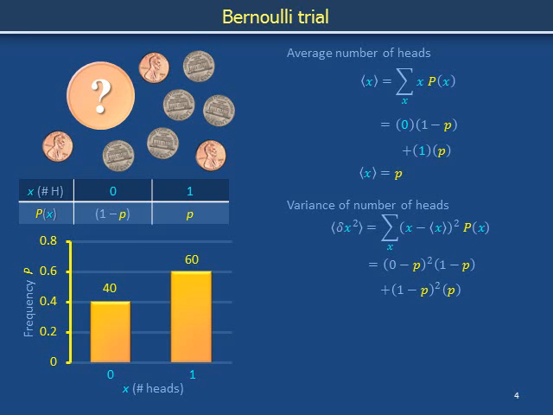The square of 0 minus p is simply p squared. Both terms contain at least one factor of p and at least one factor of 1 minus p, which can be factored out front, leaving behind in the square brackets p plus 1 minus p. But this is just 1, so the variance in the number of heads x is simply p times 1 minus p.